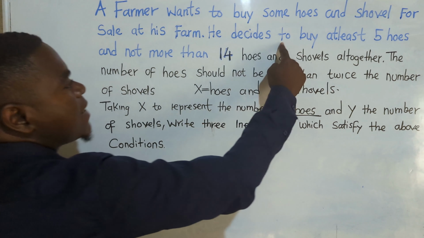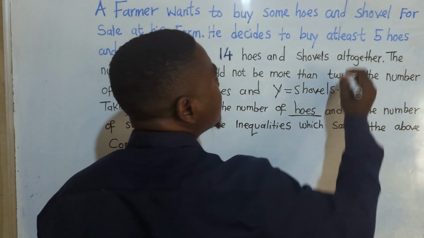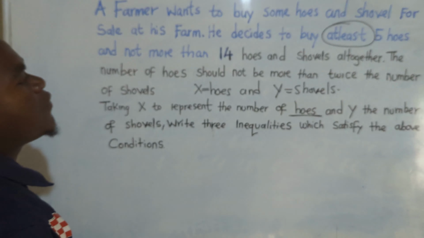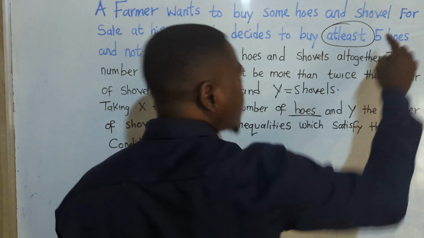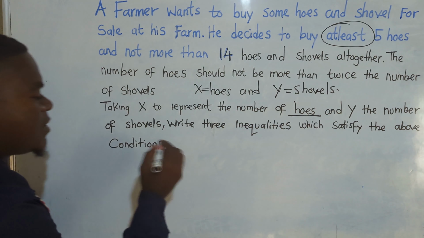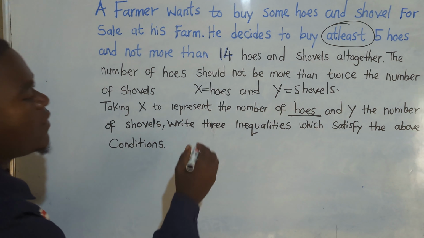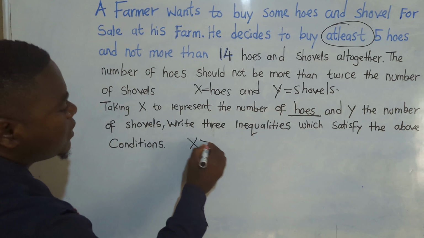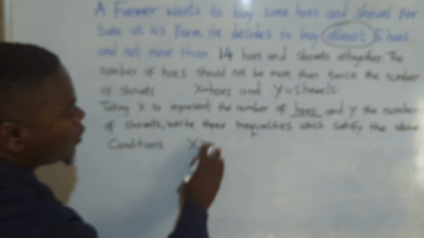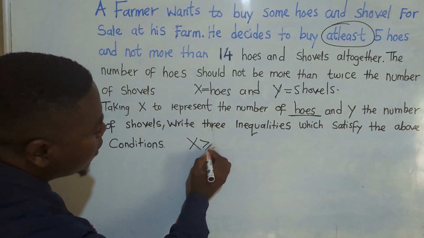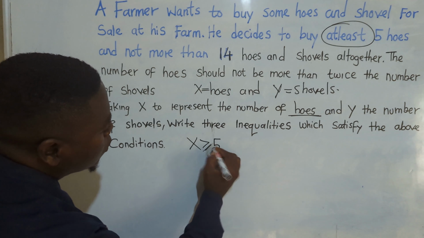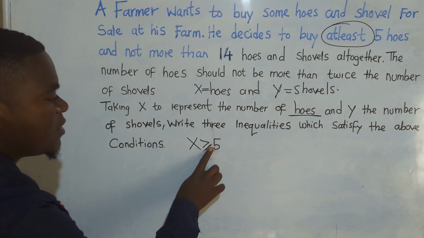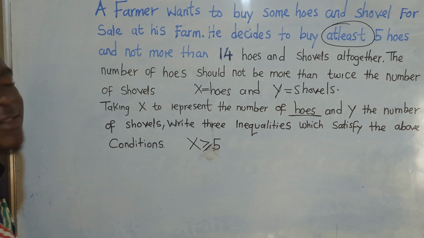This person decides to buy at least. This is an inequality here. They're telling us to say at least 5 what? 5 hoes. So at least, I know that at least 5 hoes and the hoes is X. So X at least is greater than or equal to. So I'll say greater than or equal to what? Or equal to 5. This is an inequality there. I've written the first inequality just like this.